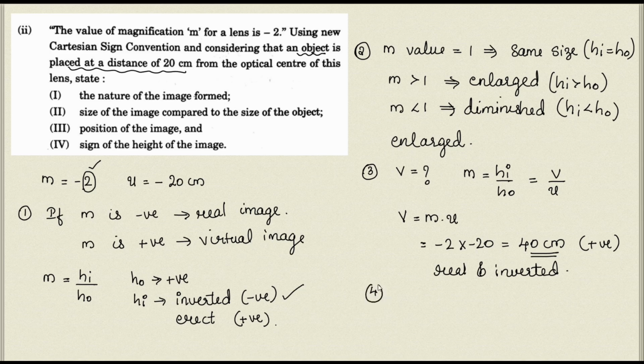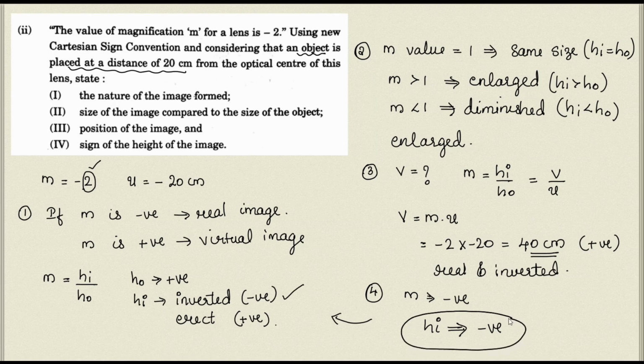Now, the fourth question is the sign of the height of image. We know magnification is negative. If magnification is negative, definitely, as in the previous discussion, we have seen that the height of image will also be negative, because height of image decides the sign, isn't it? As it is an inverted image, we can say it will give a negative value. That's how we are solving this question.